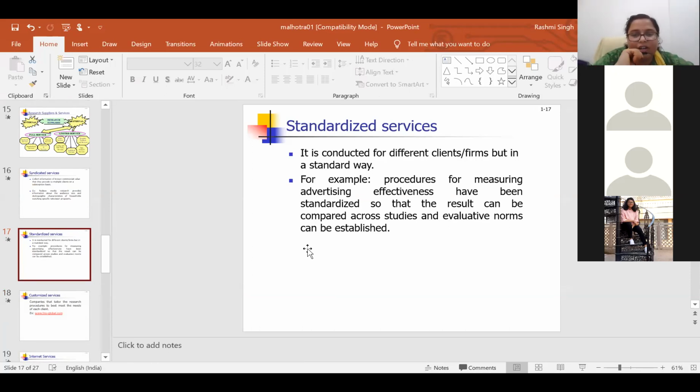Second is standardized services. It is conducted for different clients and firms, but in a standard way. For example, procedures for measuring advertising effectiveness have been standardized so that the results can be compared across studies and evaluative norms can be established. So standardized services are conducted for different clients, meaning they will work according to your requirement. They will do everything. They will collect data. But they will do it in a standard way.